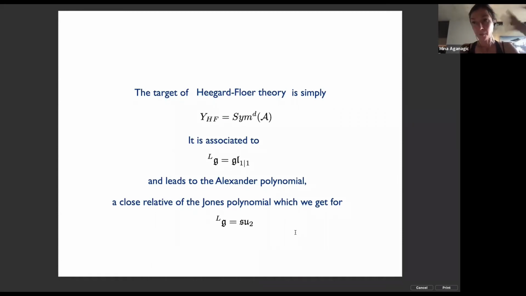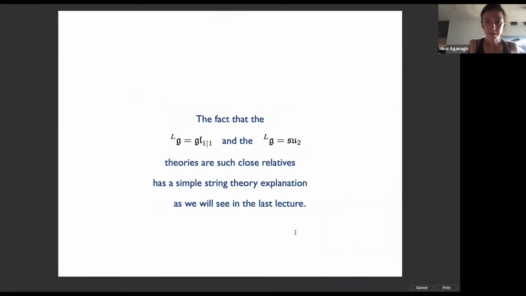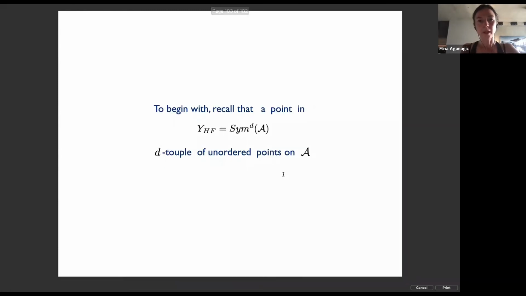In particular, when we take G to be SU2, both Y and the target space of Heegaard-Floer theory involve a single symmetric product. The fact that GL(1|1) and SU2 theories are such close relatives has a simple string theory explanation, which we'll see in the last lecture, hopefully. Now, to begin with, recall that a point in the symmetric product is a D-tuple of unordered points on the Riemann surface.